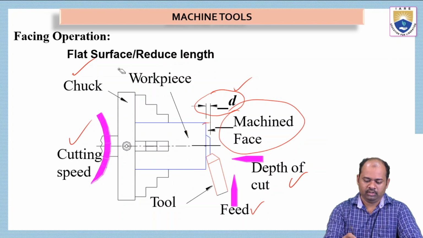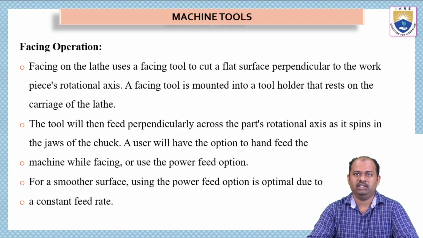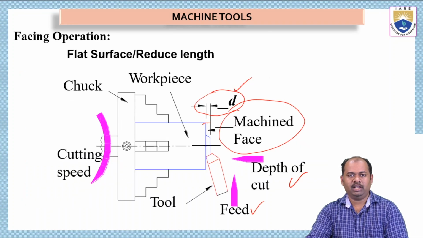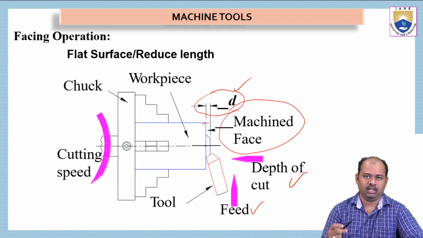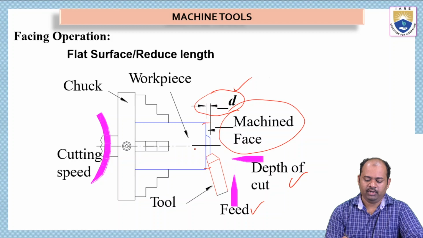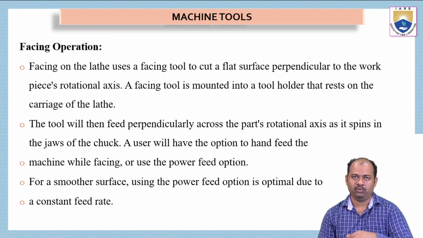And then when we go to the next slide, let us see some important aspects which are to be kept in mind while doing the facing operations. Facing on a lathe uses a facing tool to cut a flat surface perpendicular to the workpiece rotation. We have seen in the previous slide, the tool should be kept perpendicular to the axis of rotation. It is not exactly perpendicular, some inclination is there, but when we compare this with the axis of rotation, the tool is almost perpendicular. So it should be kept in that direction in order to remove maximum amount of material.